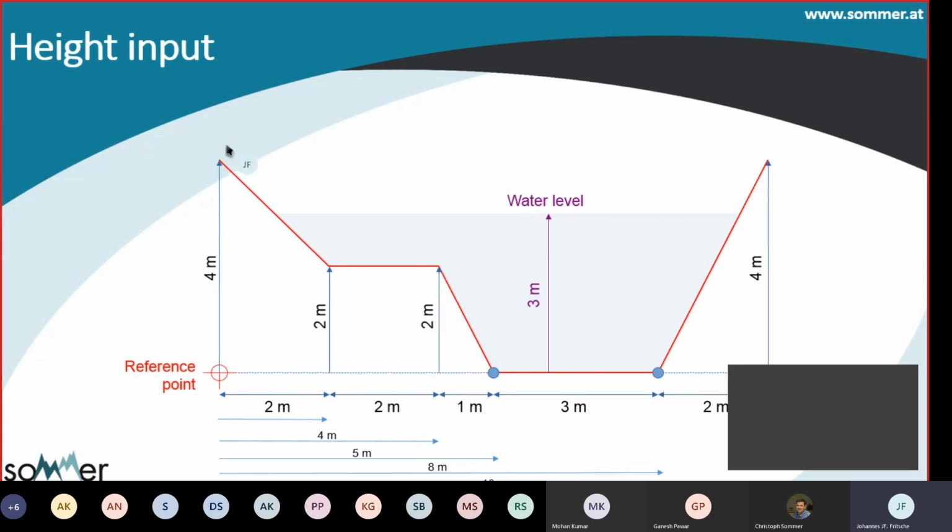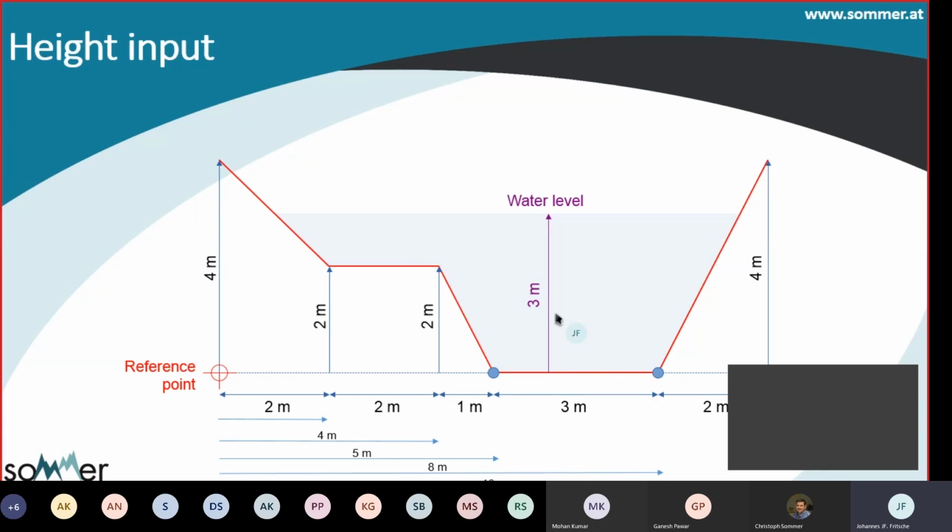So the first point here would be in an x direction of 0 meters and a y direction of 4 meters. The next point in the profile would be 2 meters from the reference point on the left and 2 meters from the bottom. And so we continue up the profile until the last point, which is about 10 meters from the left and 4 meters from the bottom up here. Also, the water level is measured in the same way. So from the bottom upwards, the water level is in this case 3 meters.